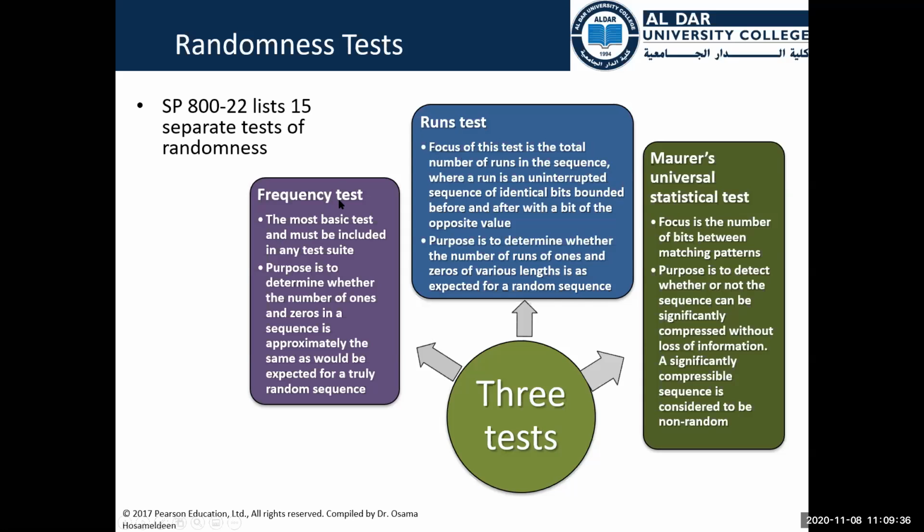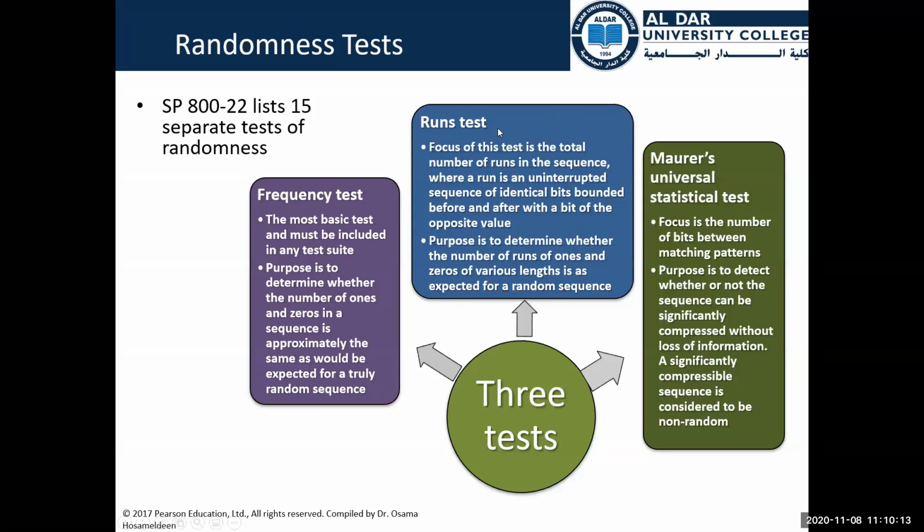The first one is the frequency test. The frequency test means the number of ones equals the number of zeros. Approximately equal, not exactly equal. For example, if I have a bit stream of 1000, I have about 500 zeros and 500 ones. Not exactly 500, but any value near this value is okay. This is the frequency test.